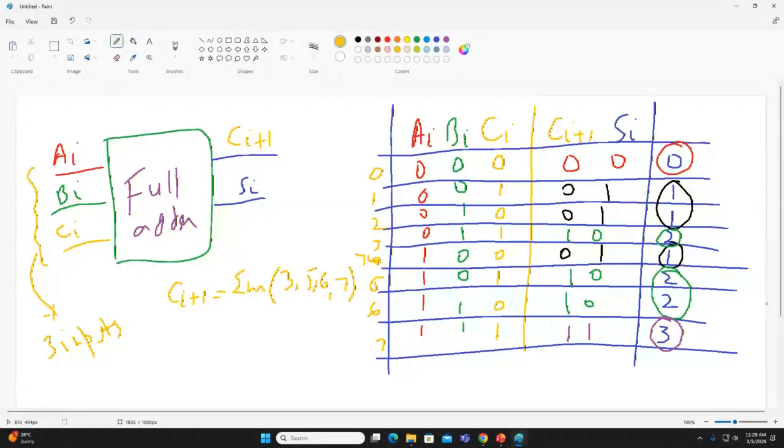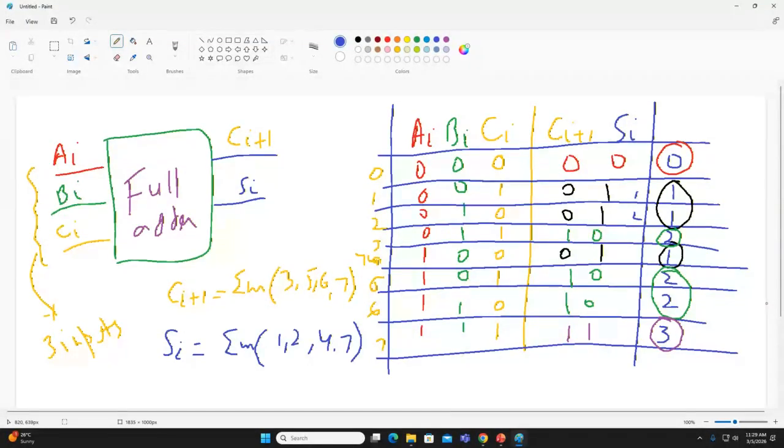And what is now my SI? Help me. Sigma m of 1, 2, 4, 7. So we find the expression for Ci plus 1.